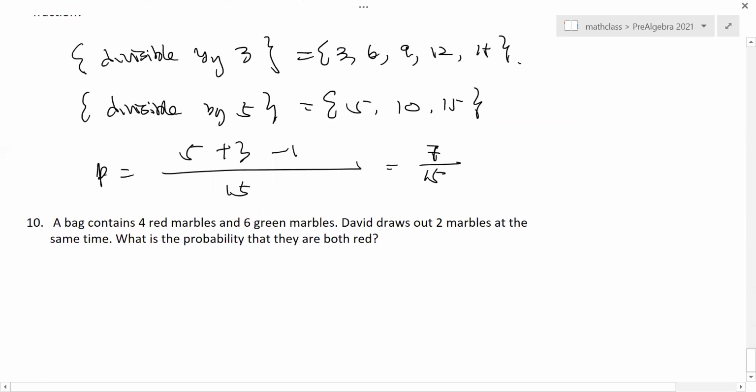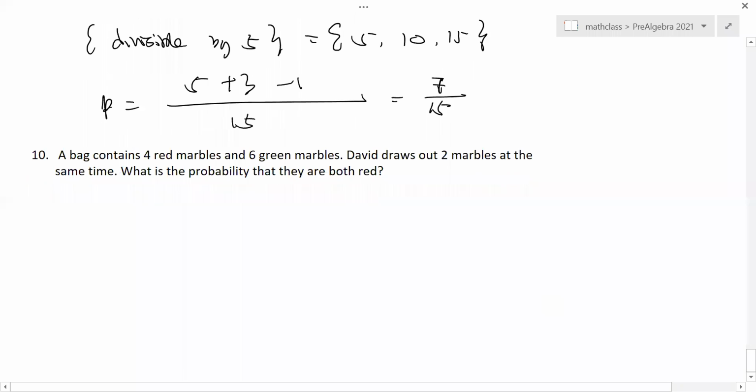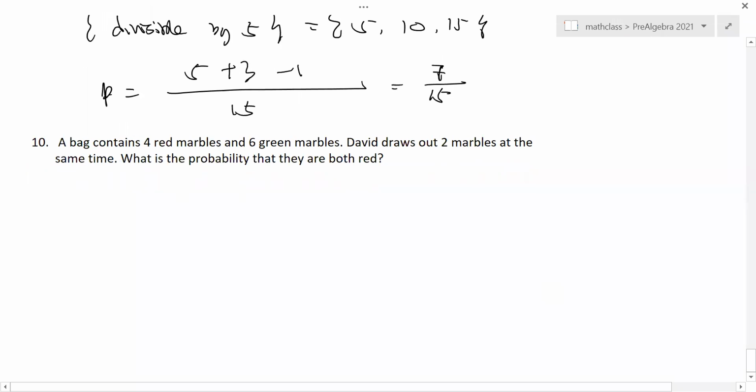So consider this one. A bag contains 4 red marbles and 6 green marbles. David draws out 2 marbles at the same time. Now, what is the probability that both are red? I'll give you 1 minute to think about it, and then you post answers, and then I'll show you how to do it.